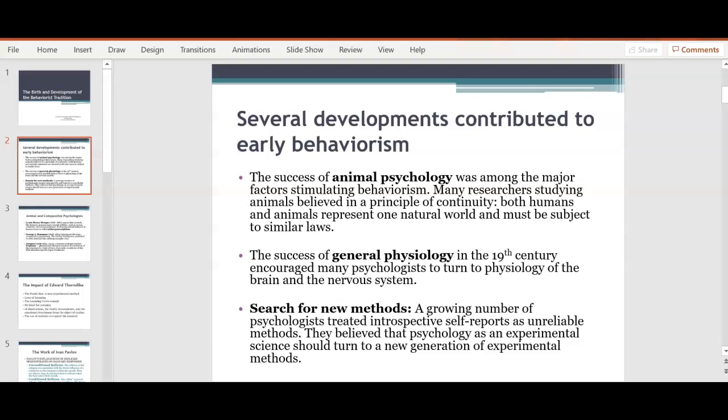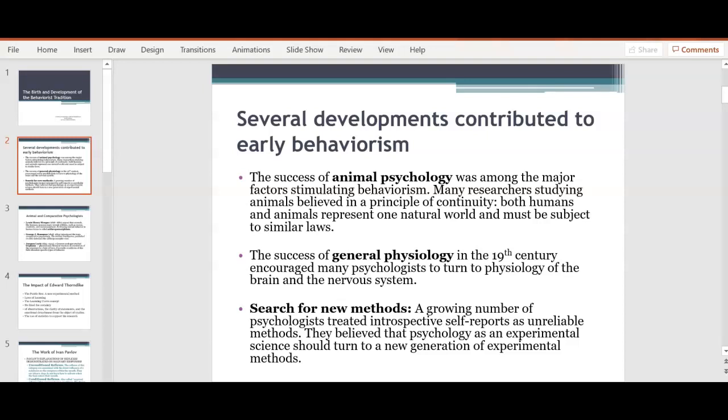Prior to developing that into that of humans. And also, the success of general physiology. So in the 19th century, many psychologists were encouraged to turn to the physiology of the brain and nervous system to determine what developed into behaviorism and what attributed to the actions and things that we did.